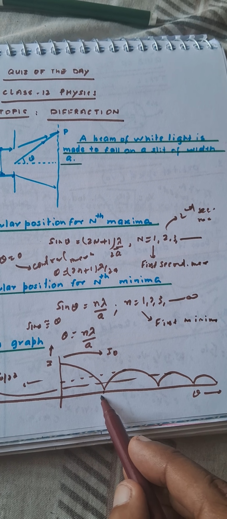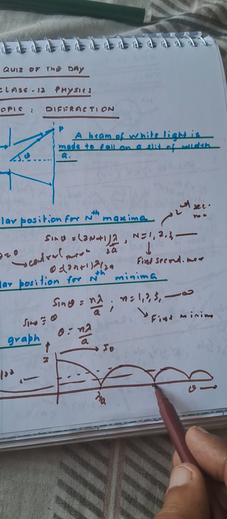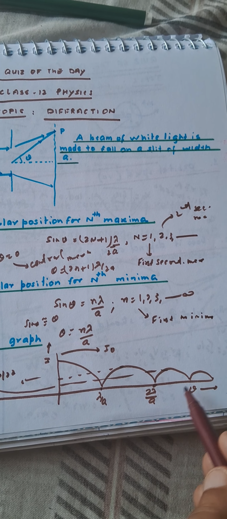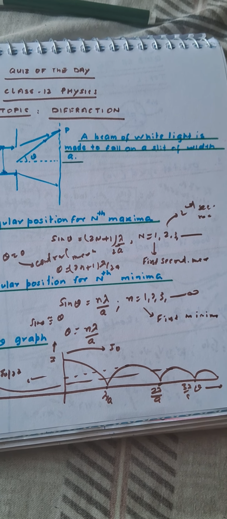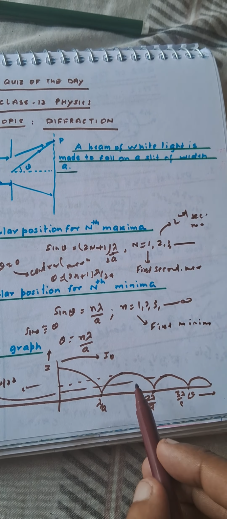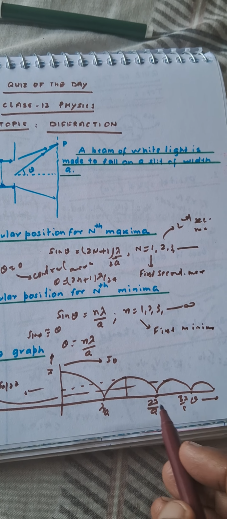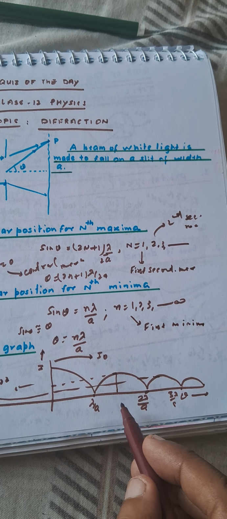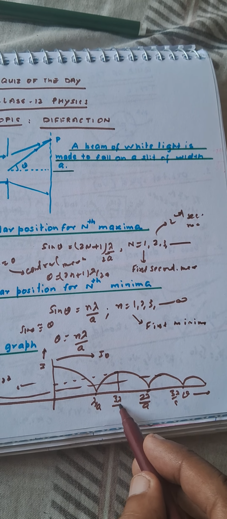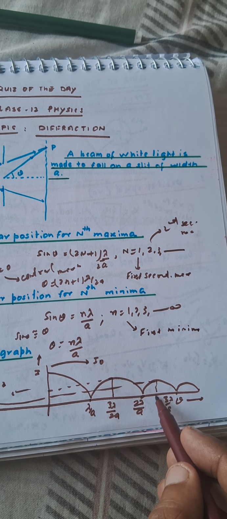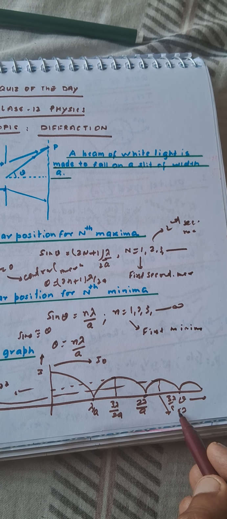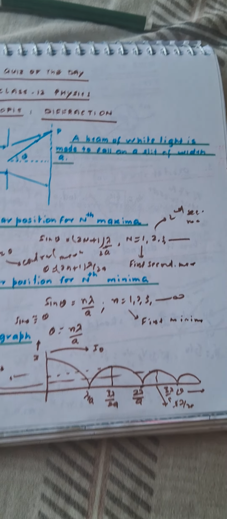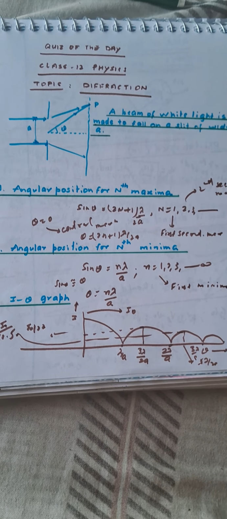This is your first minima lambda by a, then this is your 2 lambda by a, this is your 3 lambda by a, this is your first secondary maxima, and this is the midpoint of these, and it will be at 3 lambda by 2a. This is your secondary maxima, 5 lambda by 2a. So this is the analysis regarding that.